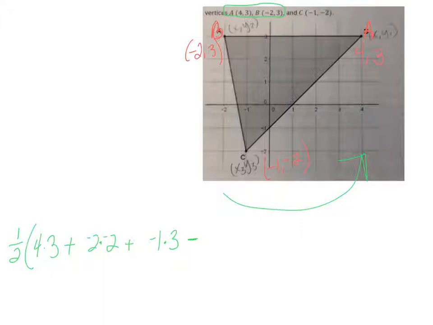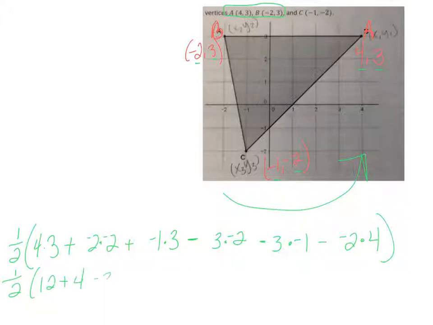minus, and here we're going y1 x2, so y1 x2, 3 times negative 2, y2 x3 minus 3 times negative 1, and then y3 x1, negative 2 times 4. Awesome. Let's do our multiplication. PEMDAS tells us we have 12 plus 4 minus 3 minus a negative 6 minus a negative 3 minus a negative 8.